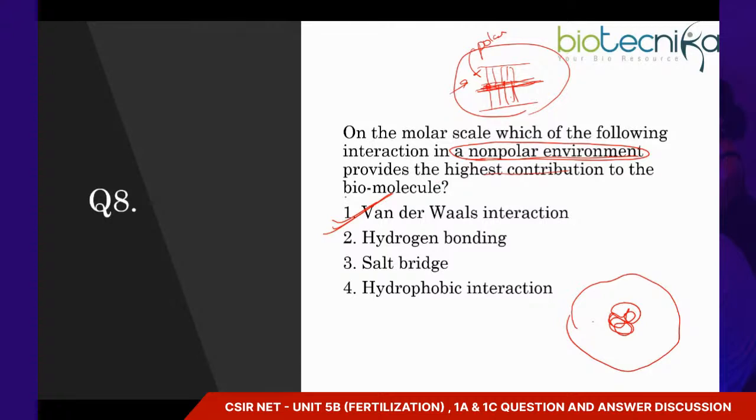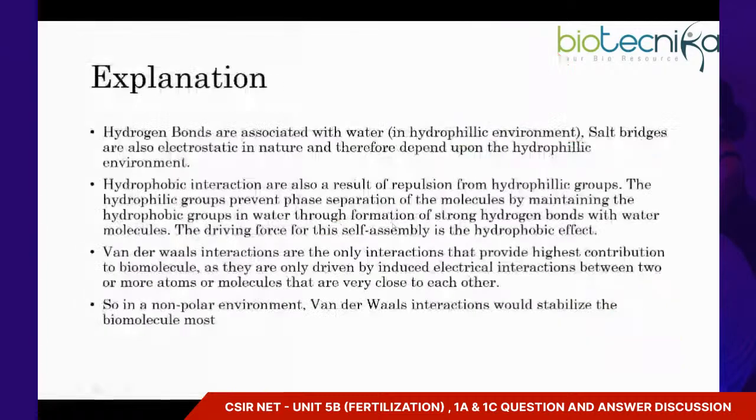I don't have the CSIR key. They don't have it on the website. So I don't know what answer CSIR had given, but according to me, it should be Van der Waals interaction. That is why here I didn't mark the answer, I just left it like that. So yes, this is a confusing question. I don't know the exact key, but I just want to rationalize what the answer should look like.